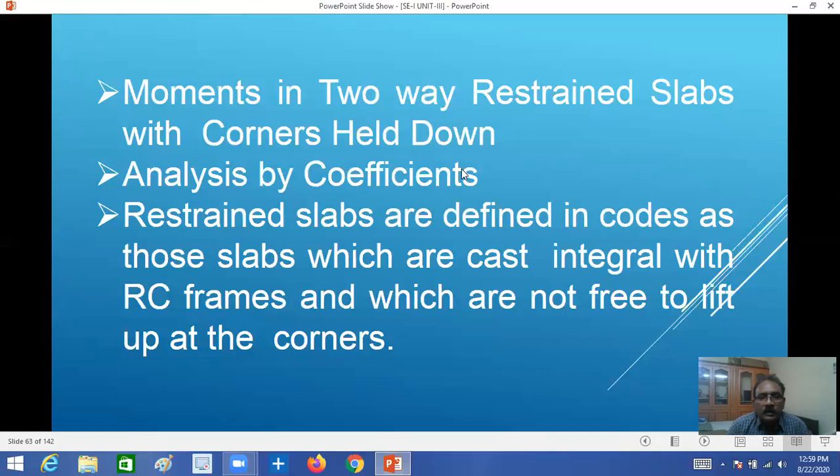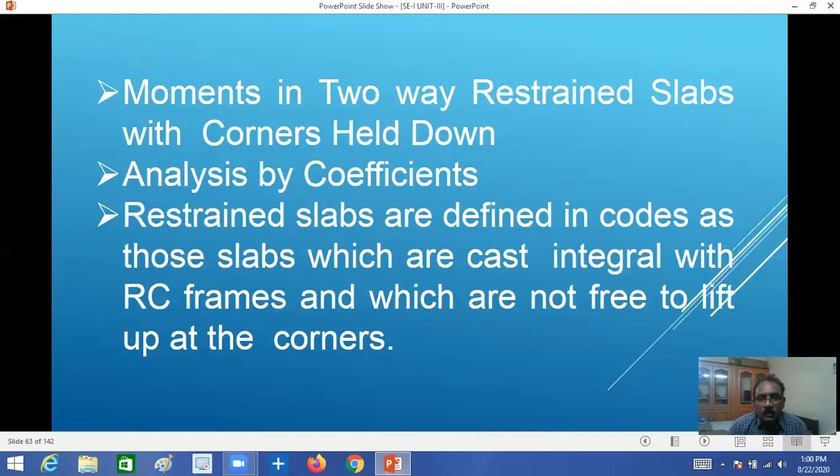Now there are different types of conditions. Moments in two-way restrained slabs, with corners held down and without corners held down, are explained in Tables 26 and 27 of IS 456-2000. If you see those, we have to calculate the moment coefficient from those tables. What are restrained slabs? That is, fixed at the edges.